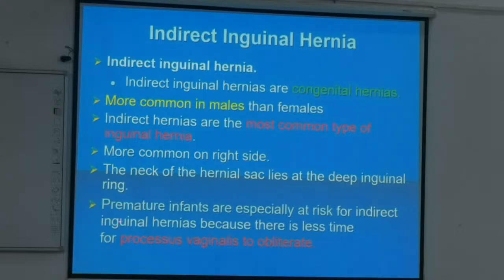Premature infants are especially at risk for indirect inguinal hernia because the abdominal wall muscles are not properly developed, and the processus vaginalis is patent because there is less time for it to obliterate. So there will be a direct connection with the peritoneal cavity, and contents of the abdomen like gut or appendix, Meckel's diverticulum, etc. can enter through this direct connection. Next.